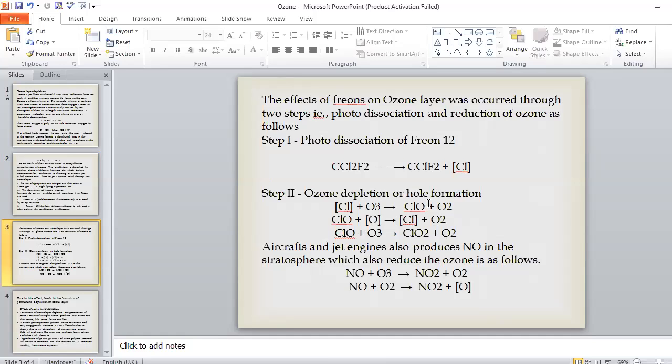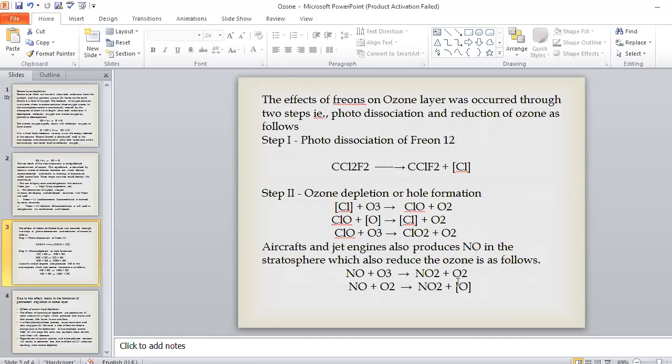Apart from that, we said that supersonic jets are also affecting it. The supersonic jets emit the oxides of nitrogen into the atmosphere. These combine with the ozone molecule, and that will lead to the formation of molecular oxygen.